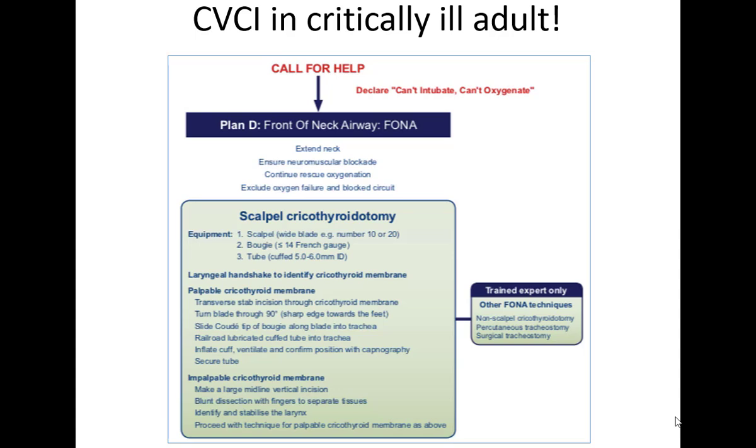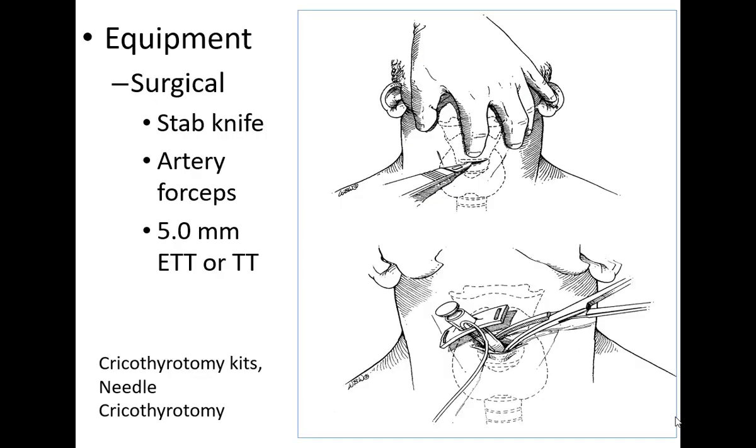So if that rescue oxygenation doesn't work, then you have to declare what is called a CVCI situation, and obviously you should be asking for help the moment your first attempt fails. So by then hopefully you would have reached, and these guidelines or most guidelines recommend scalpel cricothyroidotomy, and I will try and explain in the end why needle cricothyroidotomy is not preferred over the scalpel cricothyroidotomy.